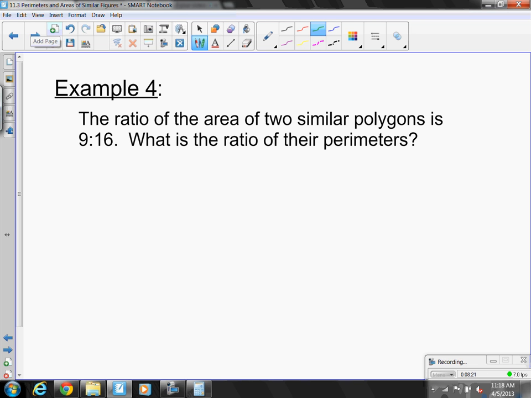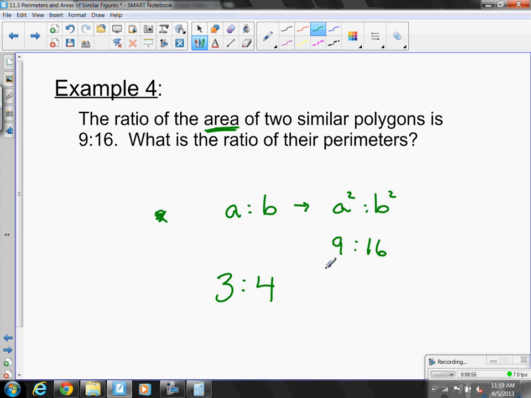Okay, now here we're given that the ratio of the areas of two polygons is 9 to 16. What's the ratio of their perimeters? So given the areas, we're going to have to work backwards, right? The ratio of the perimeters is A to B. We took A squared to B squared to find the areas. Well, if this is 9 and 16, how do we get back to A and B? We have to take the square roots. So 3 squared is 9, 4 squared is 16. We get our answer: 3 to 4.